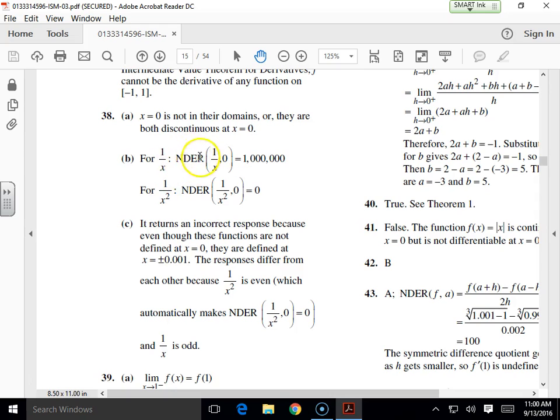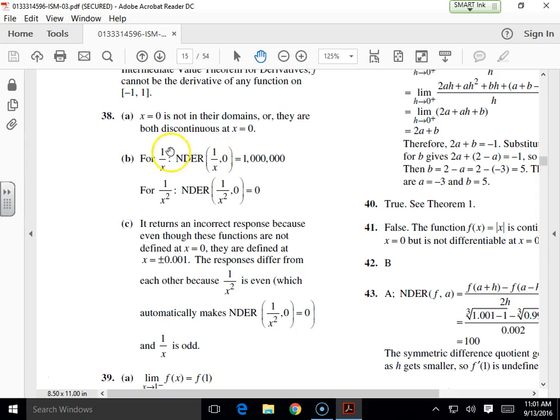B. What did they mean? Look in your book. What did they mean by nDeriv? The numerical derivative. You have numerical derivative in your graphing calculator, so nDeriv specifically. Numerical derivative means finding the derivative at a value like nDeriv does in your calculator. Does that make more sense?